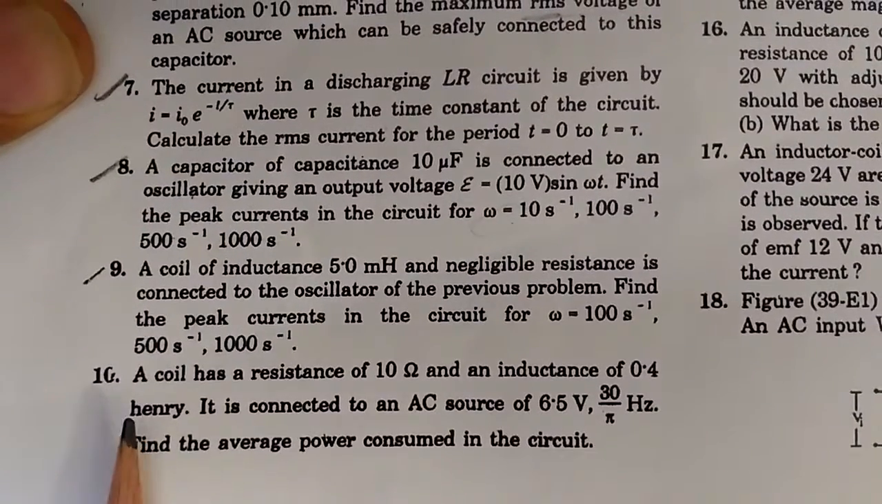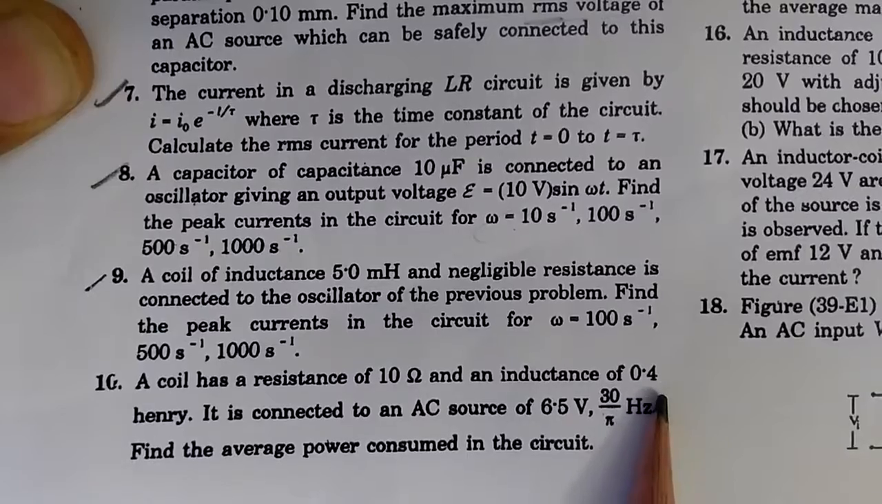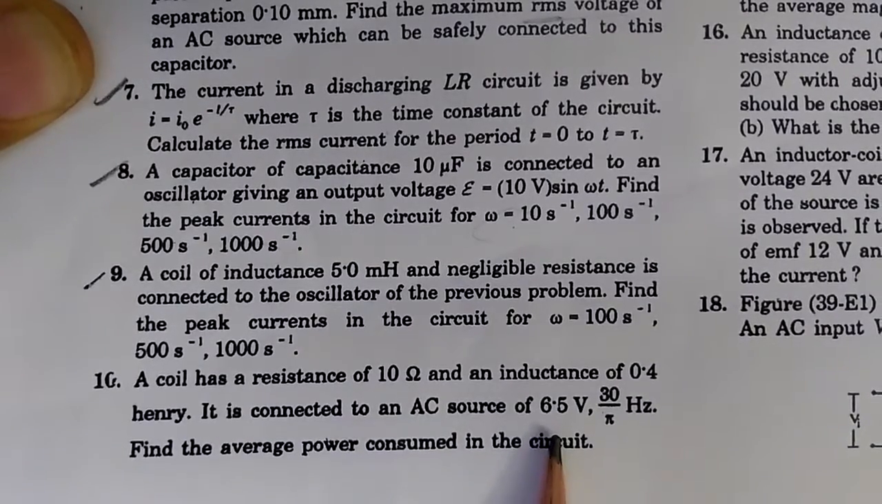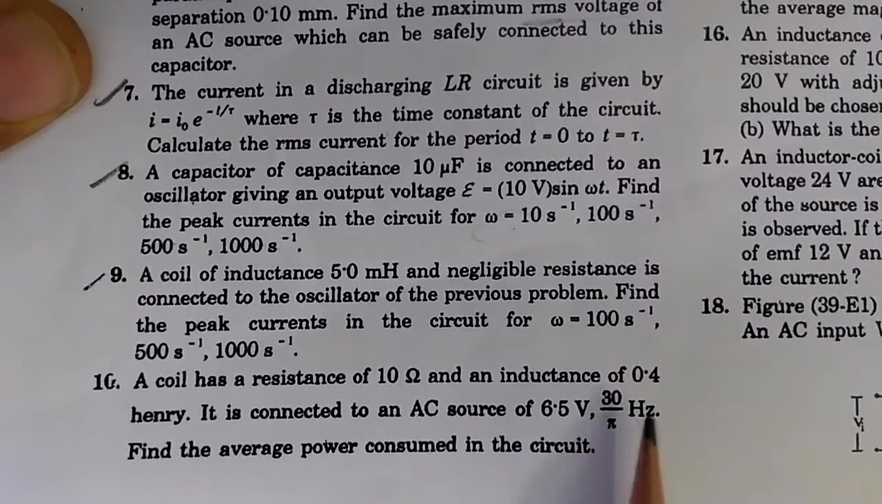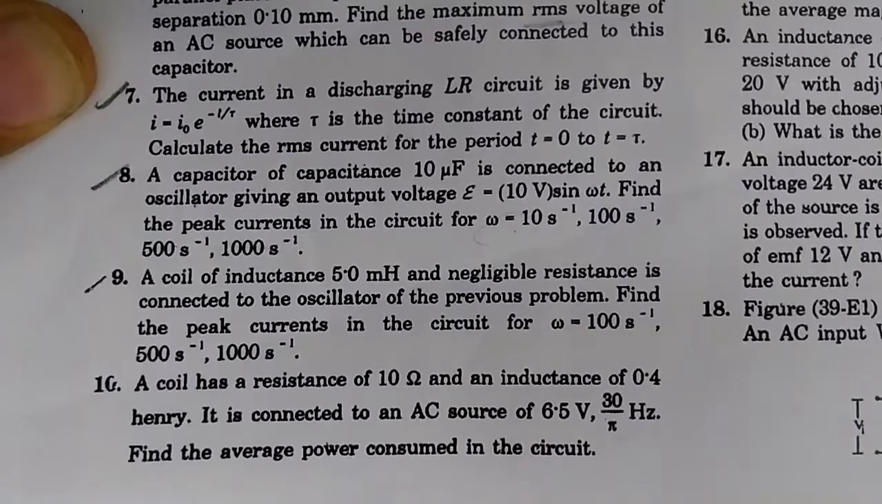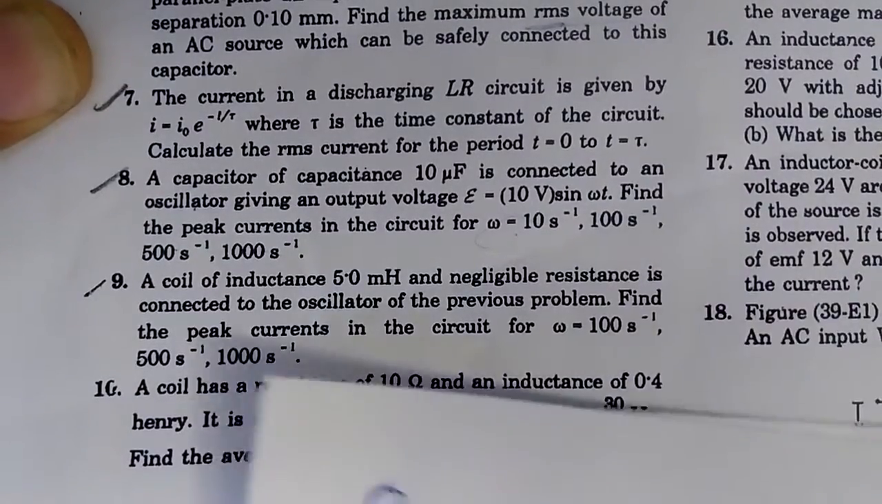Question number 10. We have a coil of resistance 10 ohm and a given inductance 0.4 Henry, connected to an AC source of 6.5 volt and frequency 30 by pi hertz. We need to find the average power consumed in the circuit. Let's see what is happening in this problem.